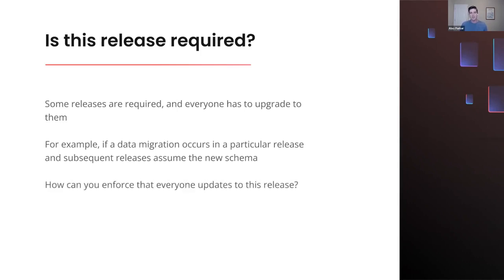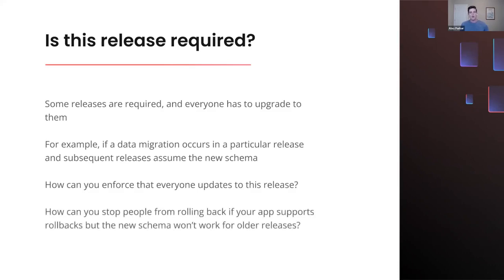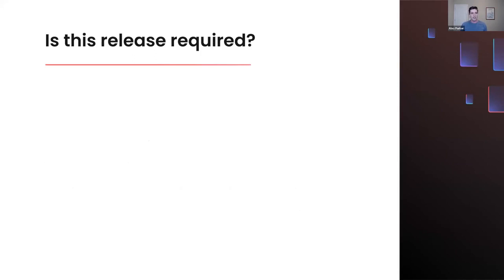How can you enforce that everybody updates to that particular release? And then furthermore, once people have updated, how can you stop them from rolling back? Even if your app supports rollback, if those old versions aren't going to work with that new schema, how can you stop people from rolling back and getting into a sticky situation again? Well, you can set a release as required when you promote it to a channel to accomplish just that.